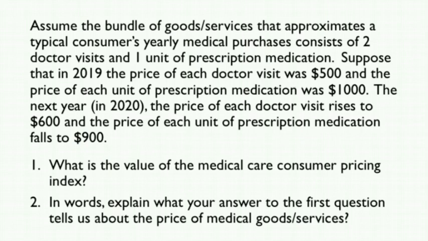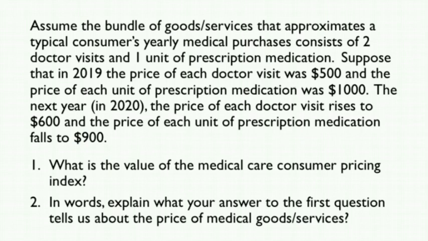For today's exercise, I'm going to have you calculate the value of the medical care consumer price index under a given scenario. Assume the bundle of goods and services that approximates a typical consumer's yearly medical purchases consists of 2 doctor visits and 1 unit of prescription medication. Suppose that in 2019, the price of each doctor visit was $500 and the price of each unit of prescription medication was $1,000. Then the next year, in 2020, the price of each doctor visit rises to $600 and the price of each unit of prescription medication falls to $900.